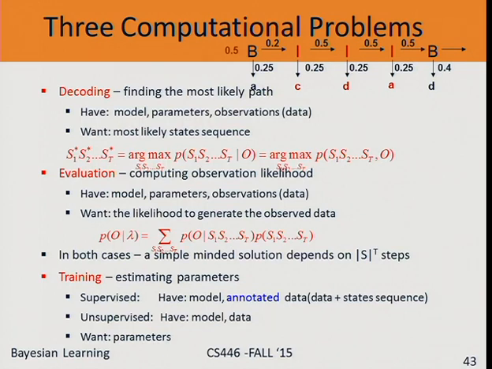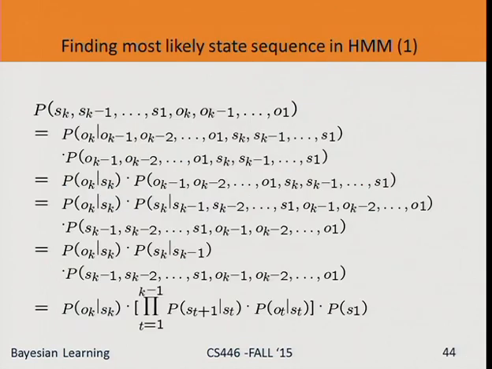Now, there are much better algorithms to do this, but in principle, Bayesian theory solved the problems, right? So we know that what we have to do is solve this argmax, and then the rest is just a computational problem. And of course, there's the training problem.